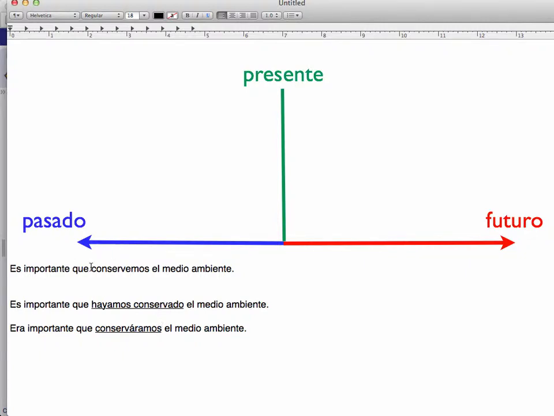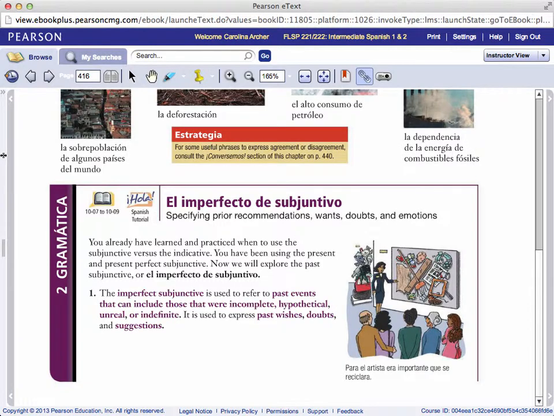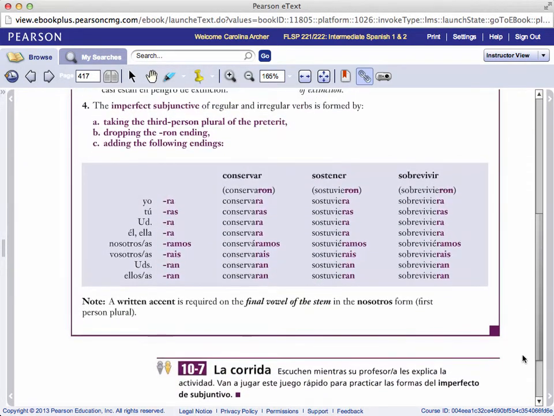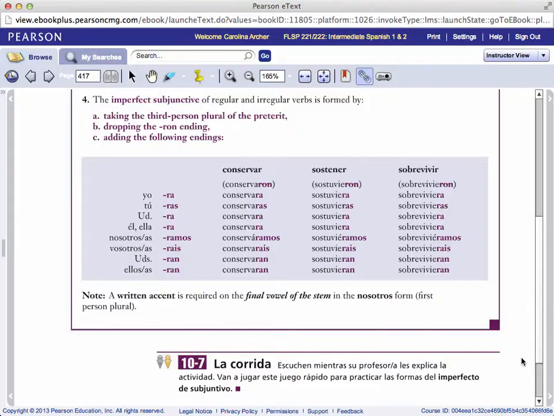So let's go look at how we form the imperfect of the subjunctive. We're going to go to the next page, and before we look at the examples, we're going to look at how to form the imperfect subjunctive, both for regular and irregular verbs. So the first thing we're going to do is take the third person plural of the preterite, the ellos form of the preterite. We're going to drop that ron. For example, we have conservar. The preterite in the ellos form is conservaron. So we're going to drop that.